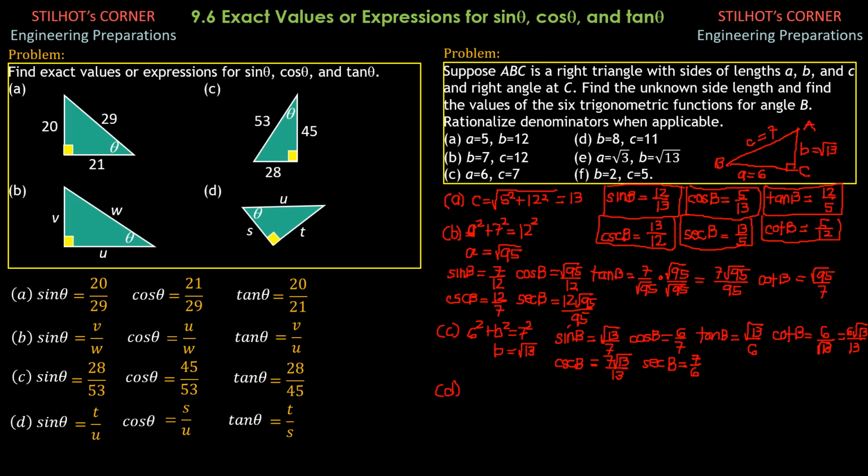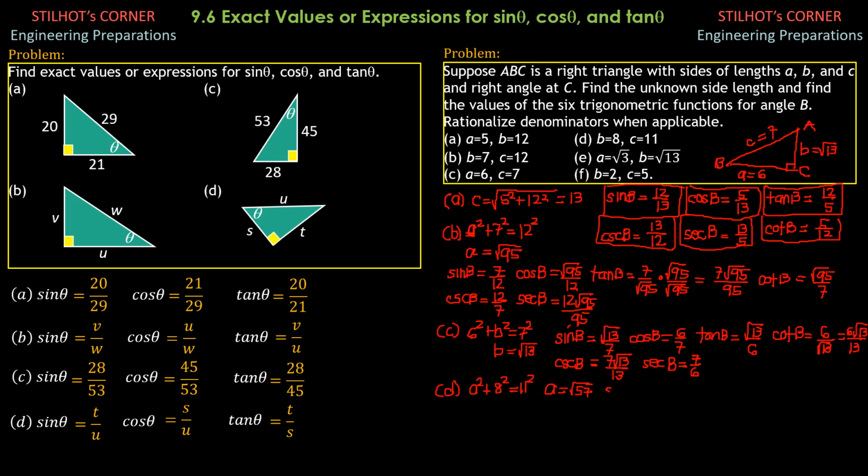We proceed to D. B is 8. A is unknown. So A square plus B square, 8 square equals C square, 11 square. So that means A is equal to square root of 11 square minus 8 square. So that's 121 minus 64, square root of 57. 57, though 57 is 19 times 3, we cannot simplify that anymore. So square root of 57.